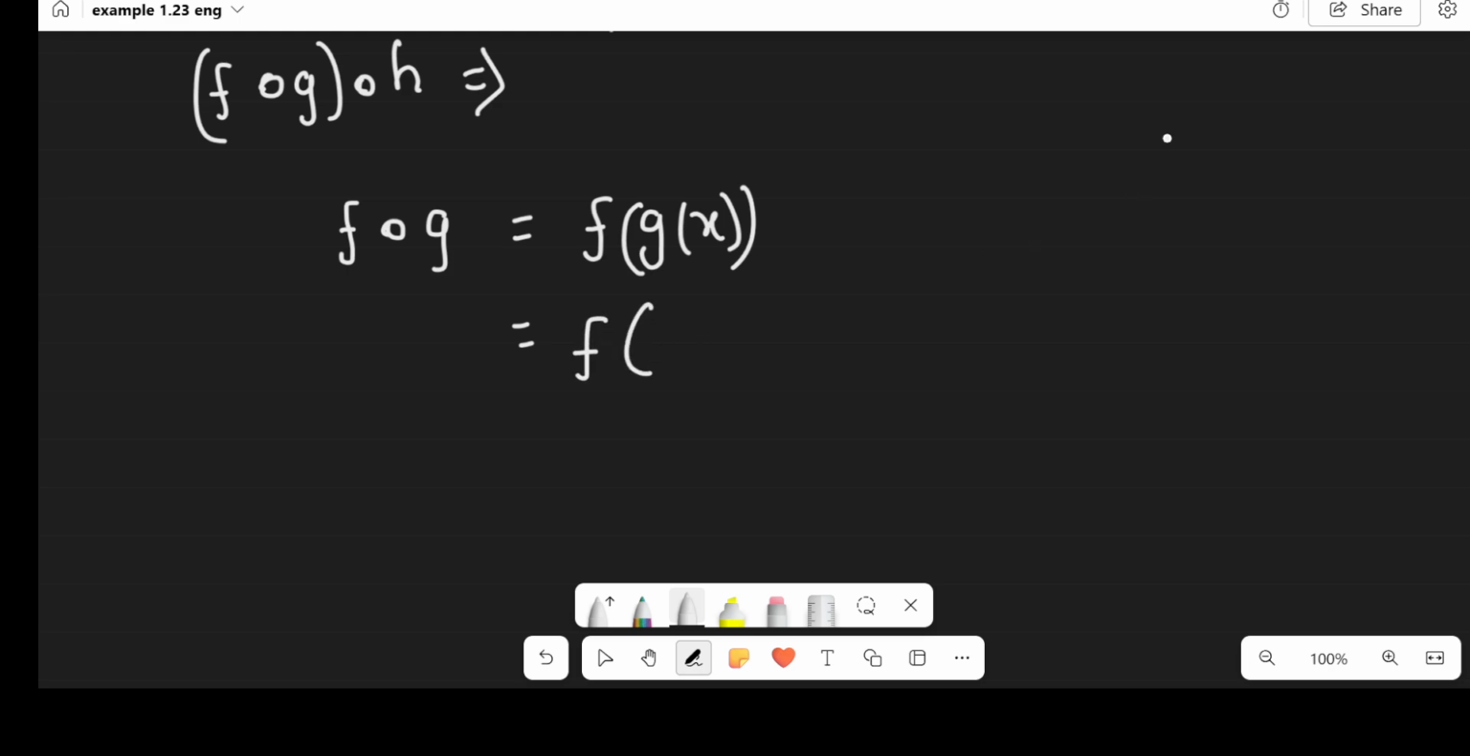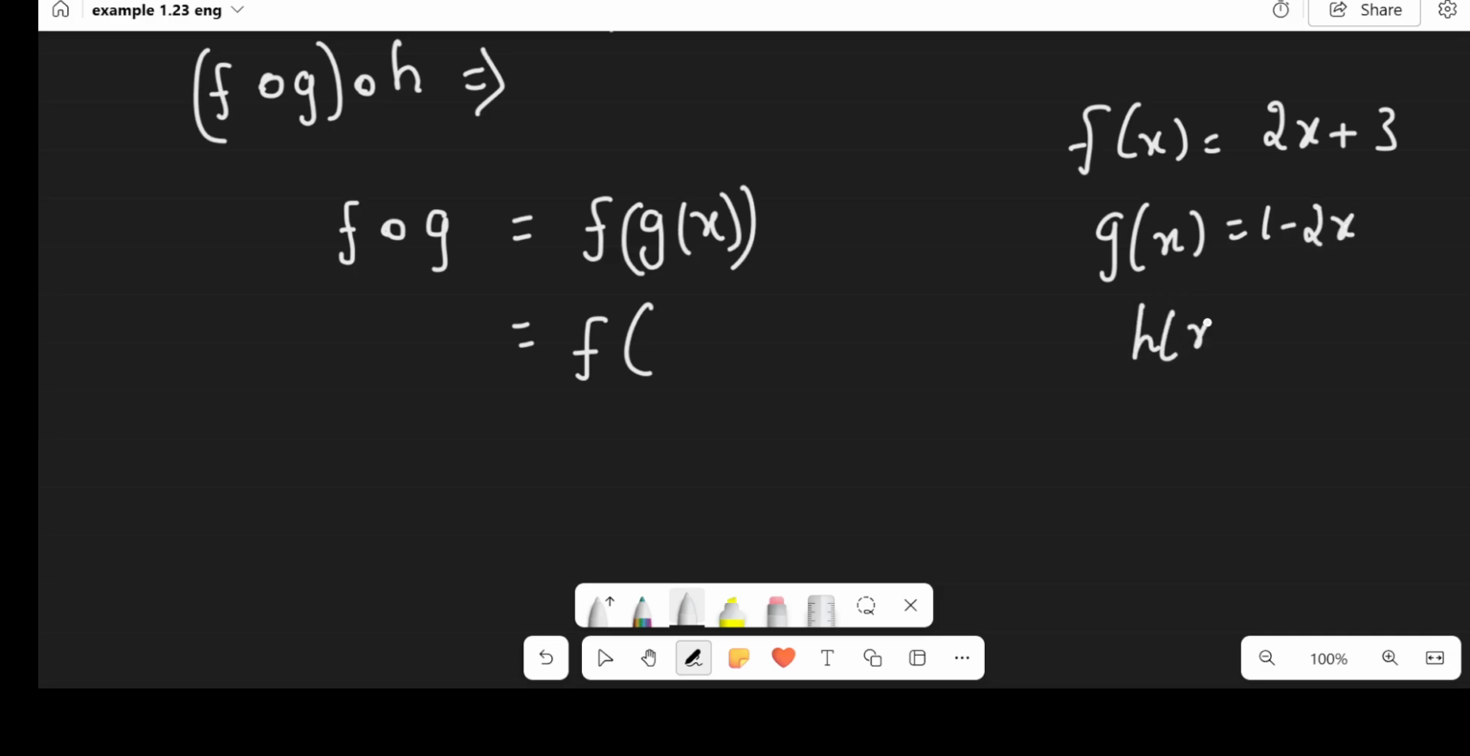What is g of x? Actually, what is given in the question? F of x equals 2x plus 3. G of x equals 1 minus 2x. H of x equals 3x. Right? This is given in the question. I should apply the value of g of x. What is g of x? 1 minus 2x. Then I should apply the value 1 minus 2x in place of x in the f formula.